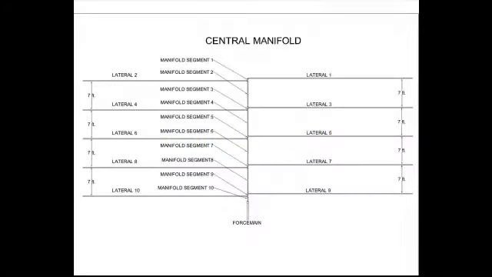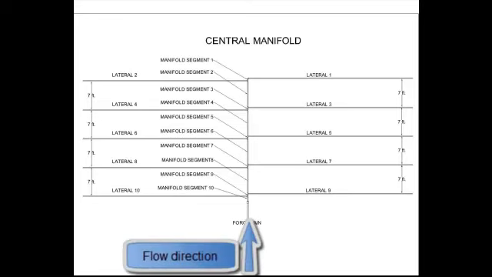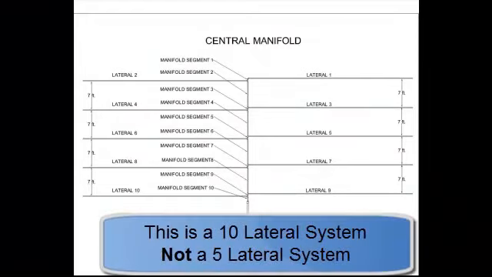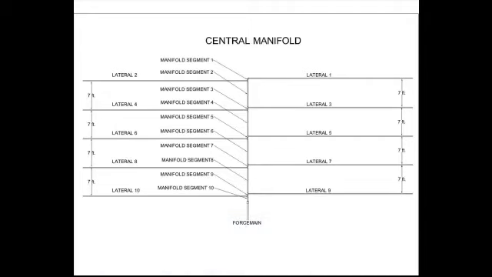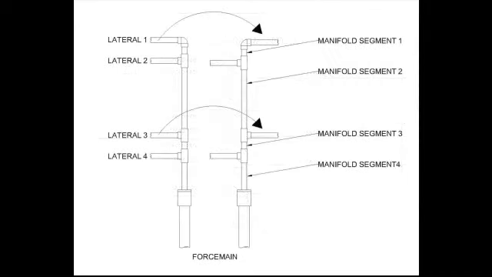In this lesson, I will discuss lateral and manifold segment numbering for a central manifold configuration. Flow enters from the force main. It's important to note that this example depicts a 10-lateral system, not a 5-lateral system. A central manifold is really just an end manifold with half the laterals rotated around the manifold.